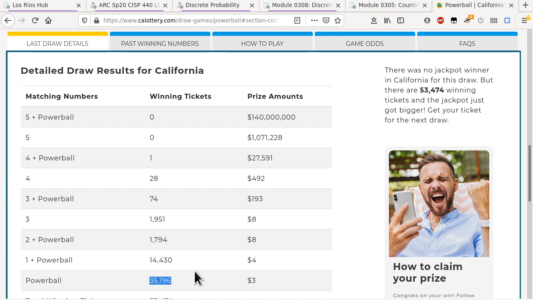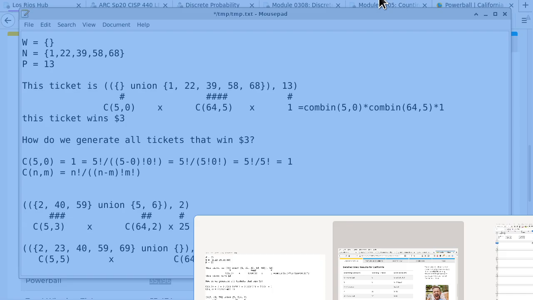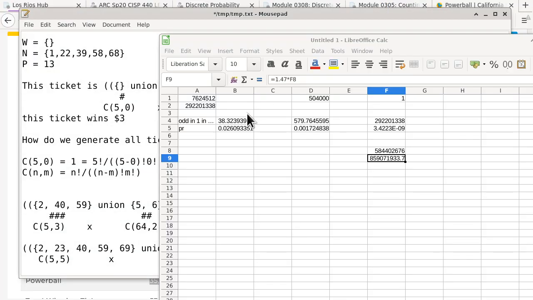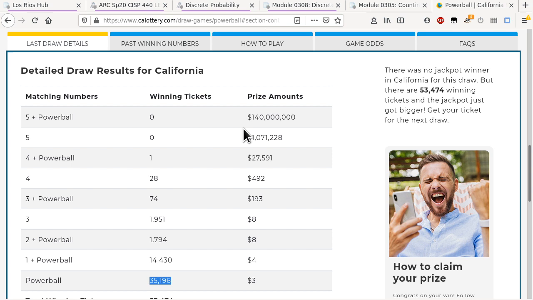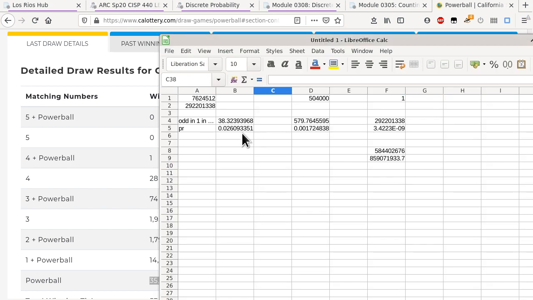Yeah. So let me go back to the spreadsheet. Not here, but here. When you combine the number that I have highlighted here with the probability over here, you can figure out how many tickets were sold, or at least an approximation of that. Is that okay? Does that actually give a good approximation?